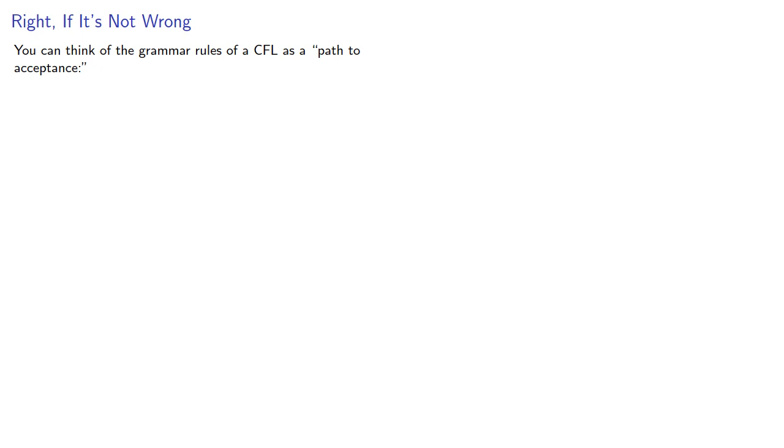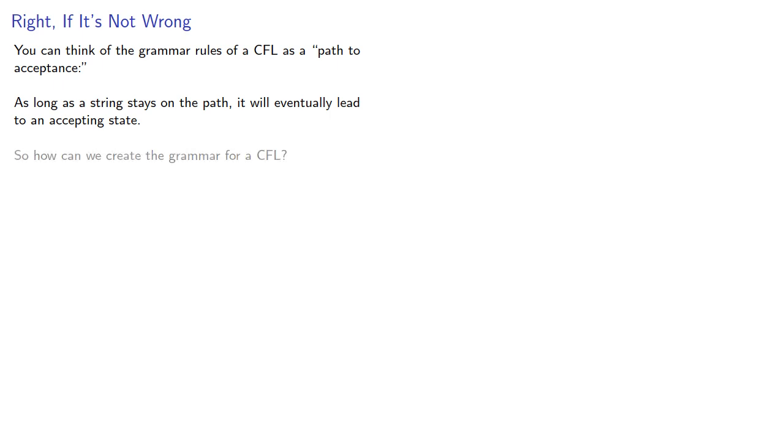You can think of the grammar rules of a context-free language as a path to acceptance. As long as a string stays on the path, it will eventually lead to an accepting state. So, how can we create the grammar for a context-free language?